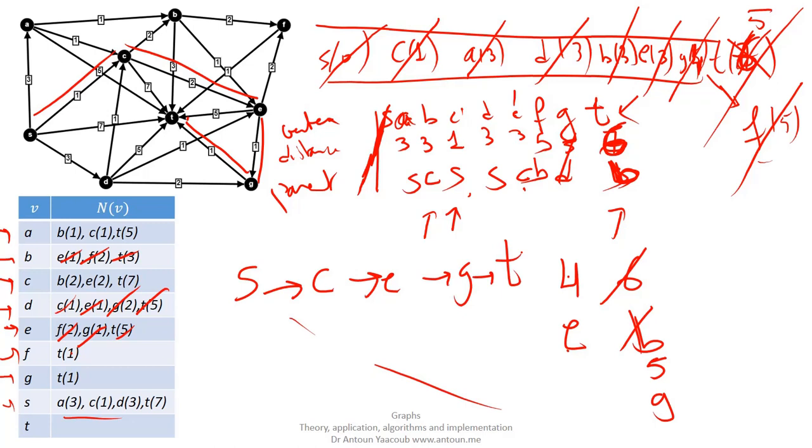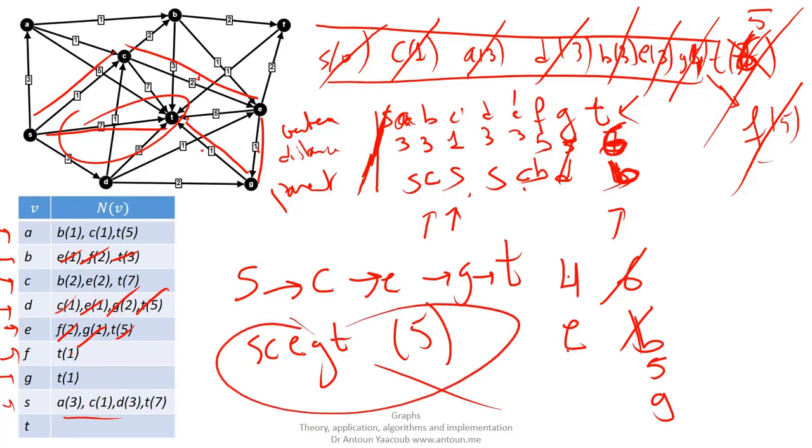So in Moodle, you need to write it like this: SCEGT. So it's 1, 2, 3, 4, 5. So the shortest path is distance 5. However, we have a direct path from S to T, which is equal to 7. So if I use BFS, for example, it will tell me, okay, this is the shortest path, but this is not the correct answer. So the correct answer is this one, using Dijkstra's algorithm.